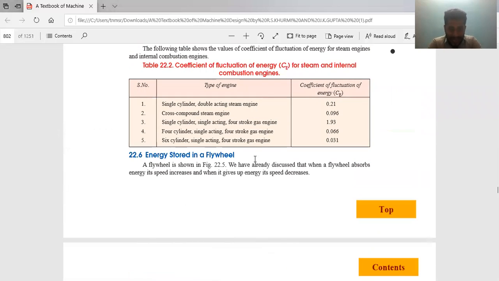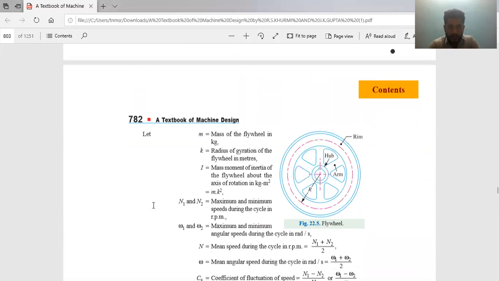Next is energy stored in the flywheel. How much energy is stored in the flywheel, that I need to derive, that I need to find out, that I will be requiring for my numerical part. How to get it? See, this is the cross section of my flywheel. This is called the rim of the flywheel. This is the arm of the flywheel, and this portion is the hub of the flywheel.